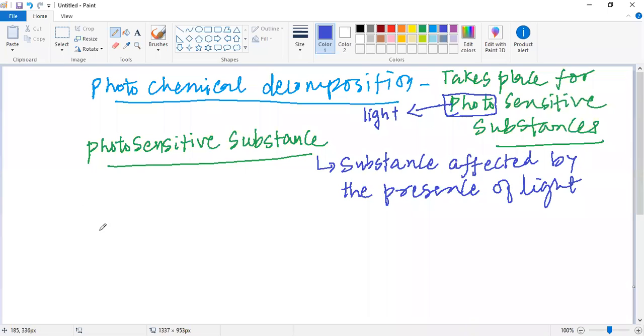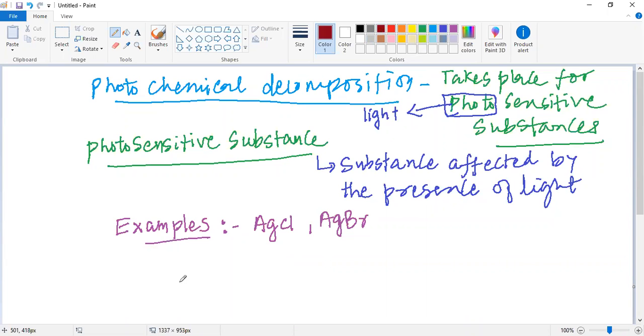Then my dear students, let us look into the various examples of these kinds of substances. The examples of these photosensitive substances are AgCl and AgBr. So silver chloride and silver bromide are the photosensitive substances, my dear students.